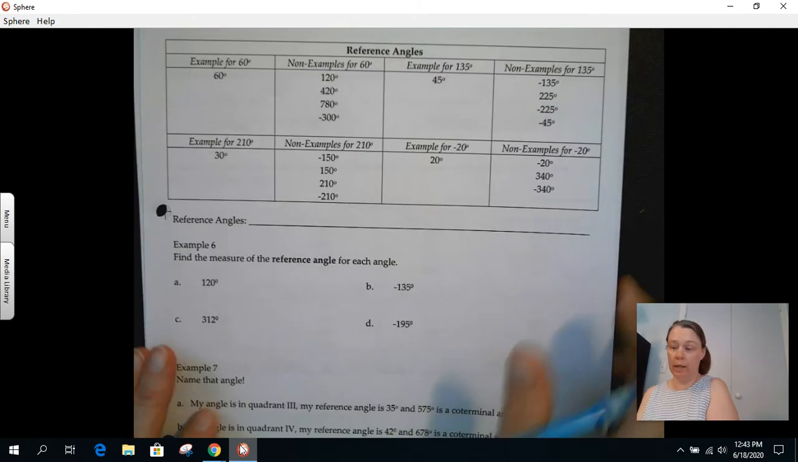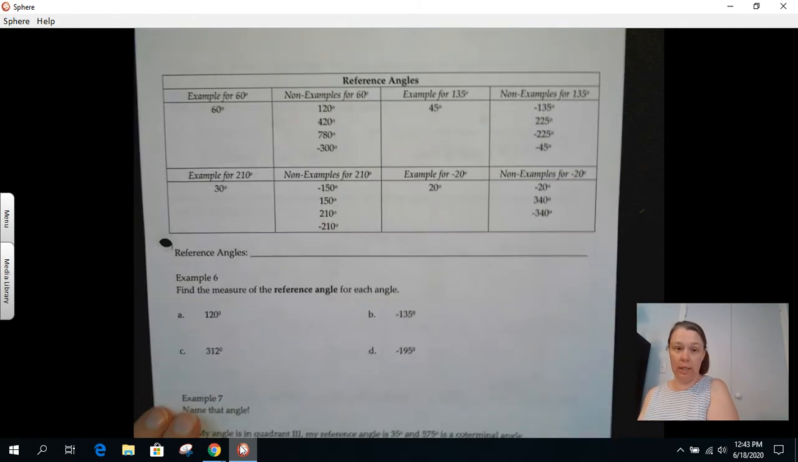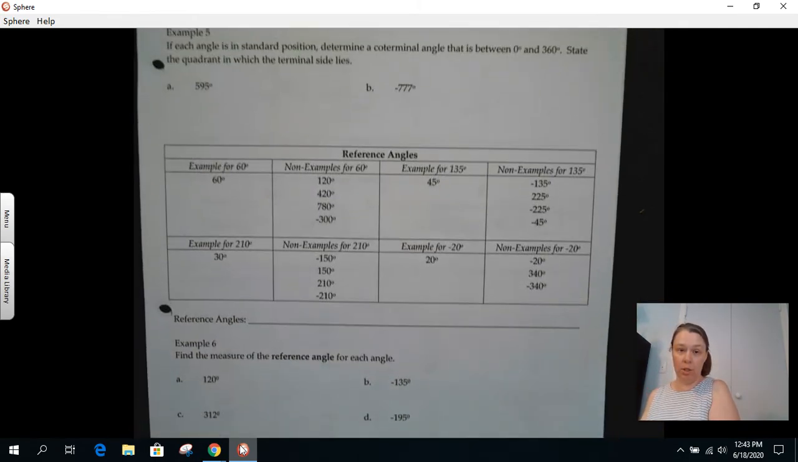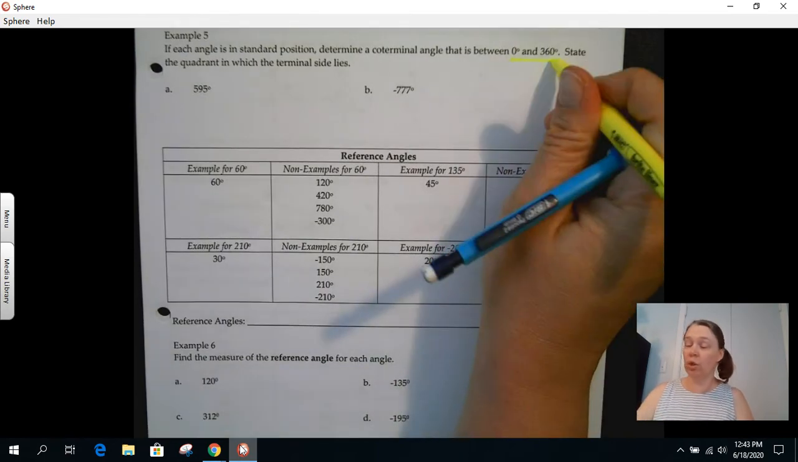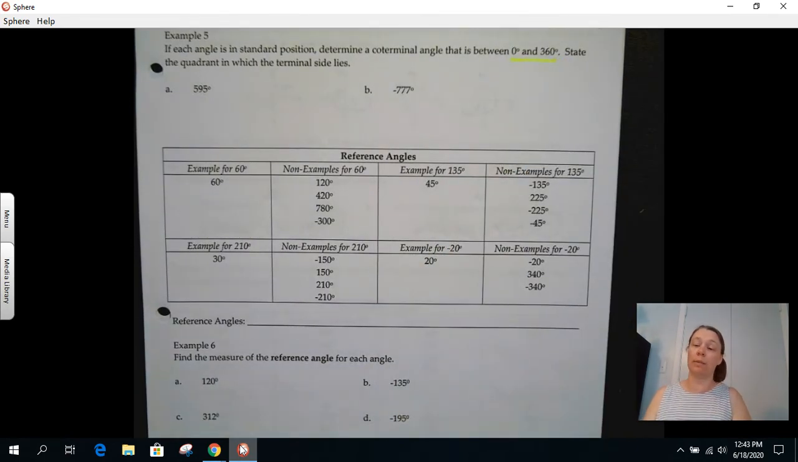All right, so then this next one, if each angle is in standard position, determine a coterminal angle between 0 and 360. So here's where it's going to be important to read directions in the homework or on a test or something like that. It does say specifically here that your answer should be between 0 and 360. So please make sure that you're giving your answer in that interval.